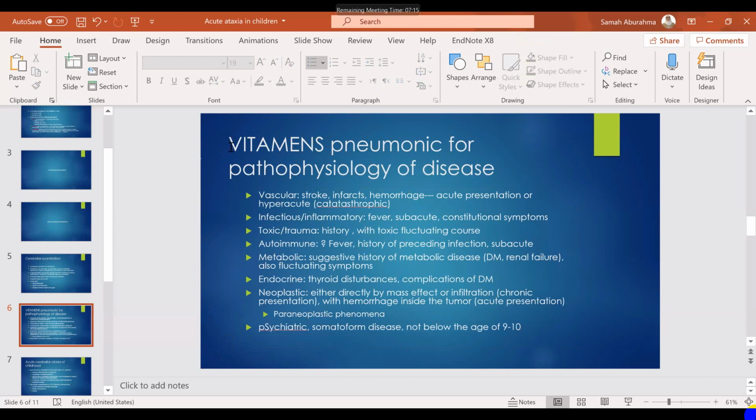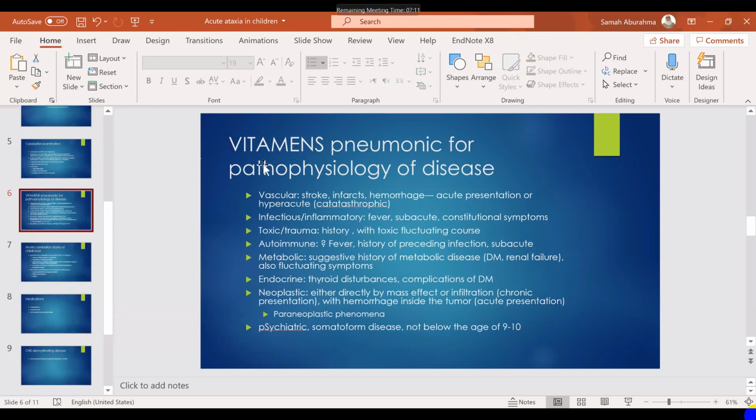All right, so these, try to keep them in mind. Whenever you see a patient present, think about this pathophysiology and think about what may or may not apply to your patient. But this is a good mnemonic to go by, generally speaking.